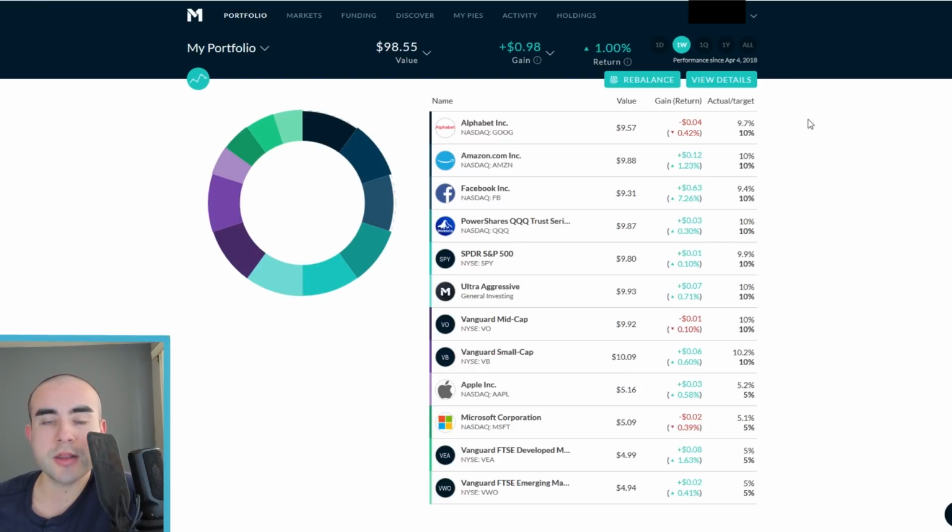So to get started, the cool thing about M1 Finance is they let you invest in partial shares of both individual stocks and ETFs, so you can create what they call custom pies of stocks. So they really want you to have a diversified portfolio. That's what M1 Finance encourages, again at a low cost because you can invest in partial shares.